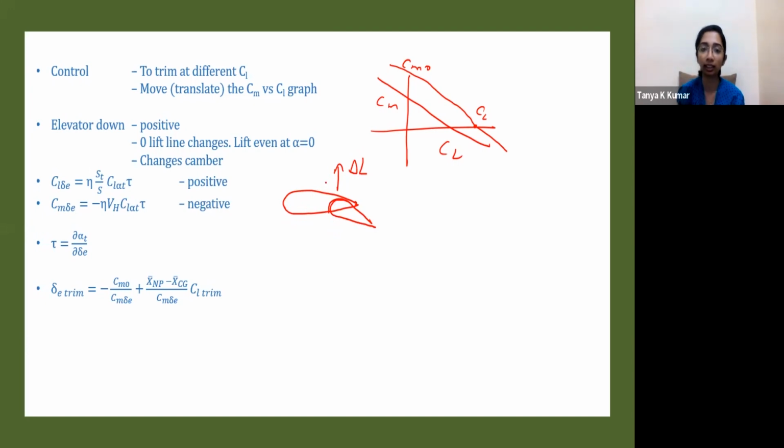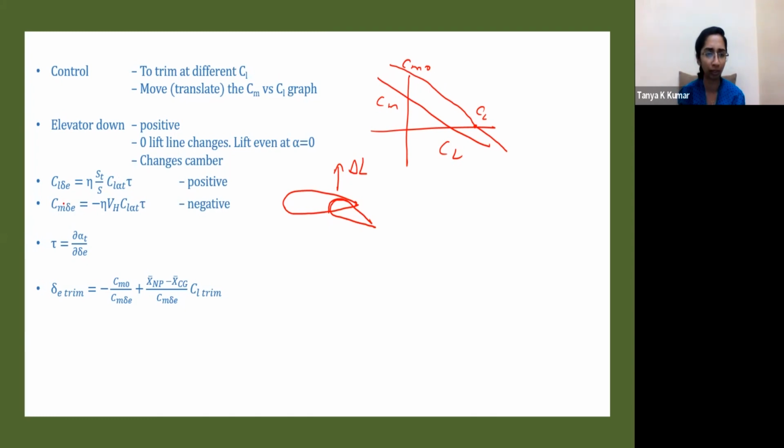The other way is, again, similar to the previous one, where you have lift at zero angle of attack. Which other airfoil do you have that produces lift at zero angle of attack? A cambered airfoil. So the deflection of elevator is analogous to changing the camber of the airfoil. Okay, so that again produces lift at zero angle of attack. These are two interpretations to see how the elevator deflection works.